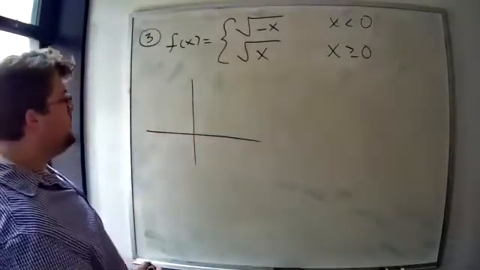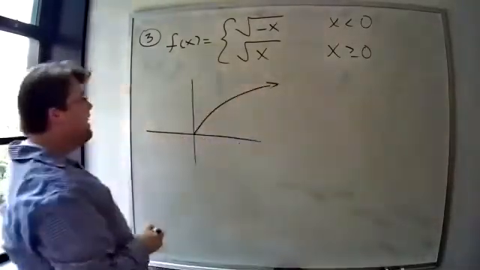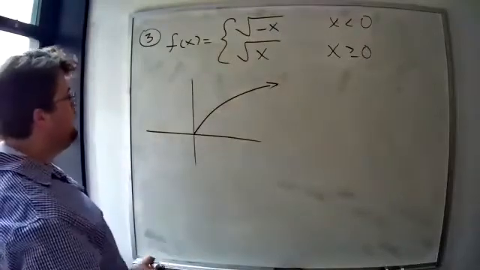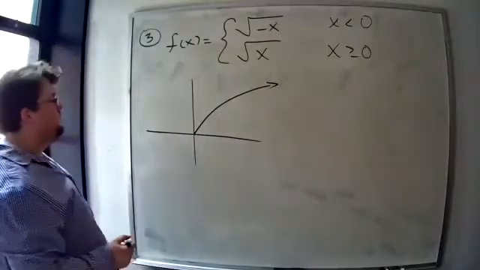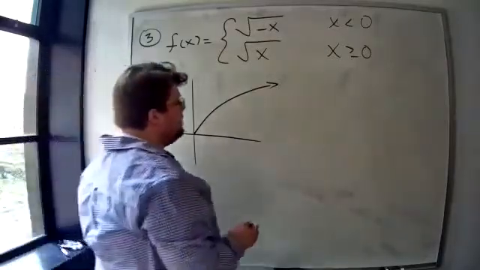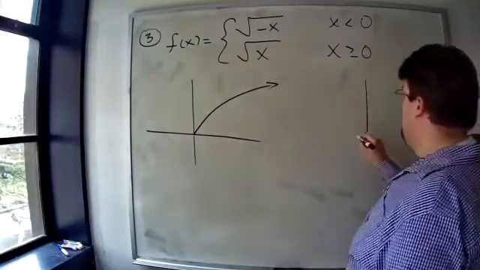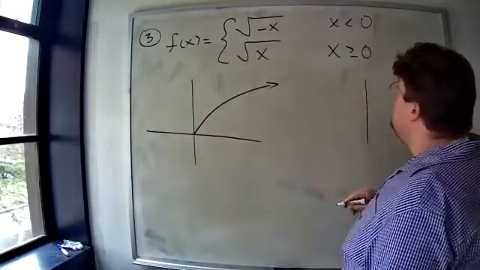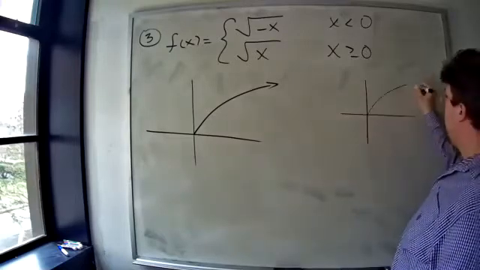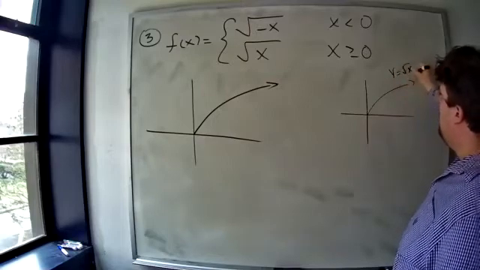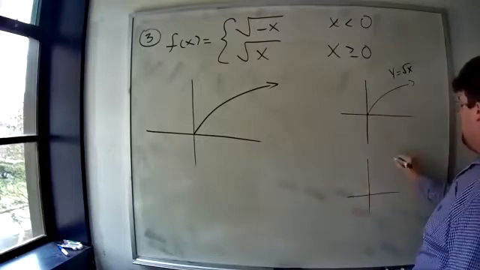For x greater than or equal to 0, we have root x. So that looks like that from our standard root x function. What about for the other piece, x is less than 0? Well, we have root negative x. How do we graph that? Well, we can do that using graph transformations. To graph that, we start with y equals root x, but then we need to make the x negative.